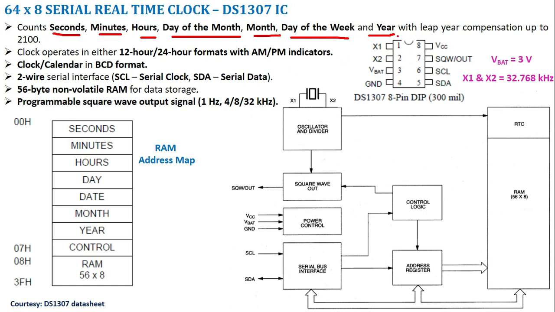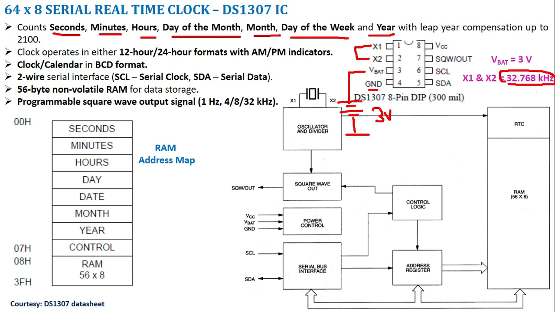Here I show the pin details of this DS1307 IC, where X1, X2 is where we have to connect an oscillator. This oscillator will be of 32.768 kilohertz, and this IC requires a battery source. A battery voltage of about 3 volts needs to be provided so that even if the power goes off to the microcontroller, the information stored in this IC will be retained. Thereby there will not be any loss of information even though the power is not applied to the microcontroller. And pin number 4 is your ground.